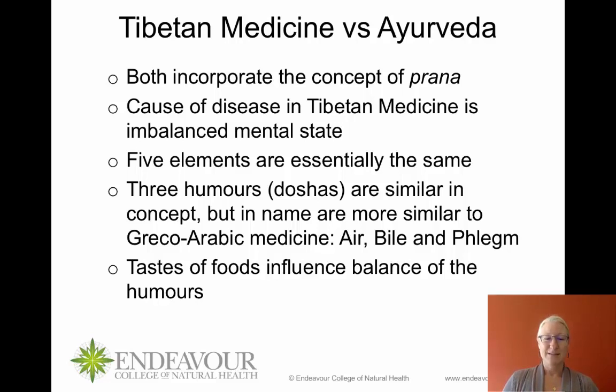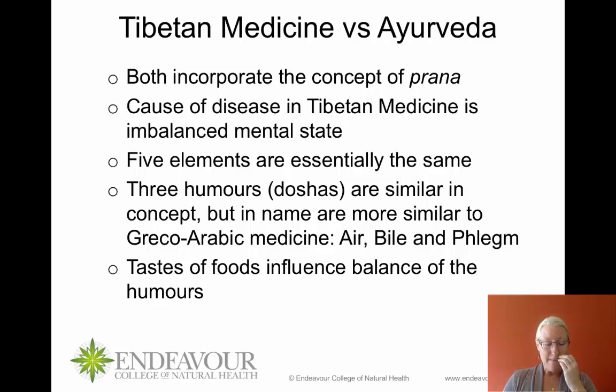And we also have the tastes of food being used to influence balance of the humors. But if you compare the Tibetan system with the Ayurvedic system, you might see that a food in one system is seen as having one influence, and in the other system is seen as having the opposite influence. So it's very interesting, and I'll give just an example of this. Sometimes the same thing with the doshas, and the humors are quite different.